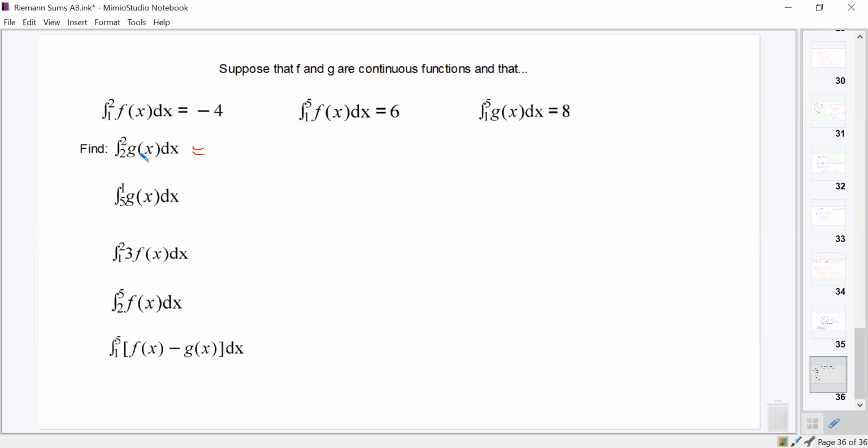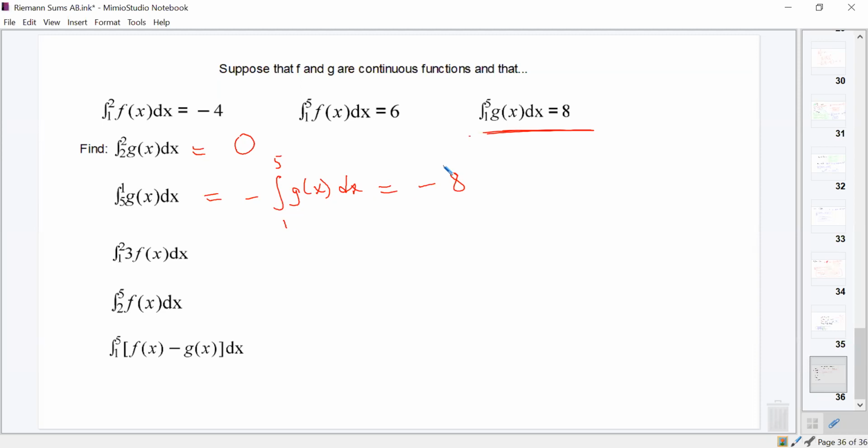Doesn't matter what g of x is, right? If I integrate from 2 to 2, I ought to get 0. Okay. Now, if I have an integral from 5 to 1 of g of x, but I know the integral from 1 to 5, I ought to be able to flip the limits of integration and make it negative. That was that rule that we started on the other page, so that ought to be -8. Everybody good with that?